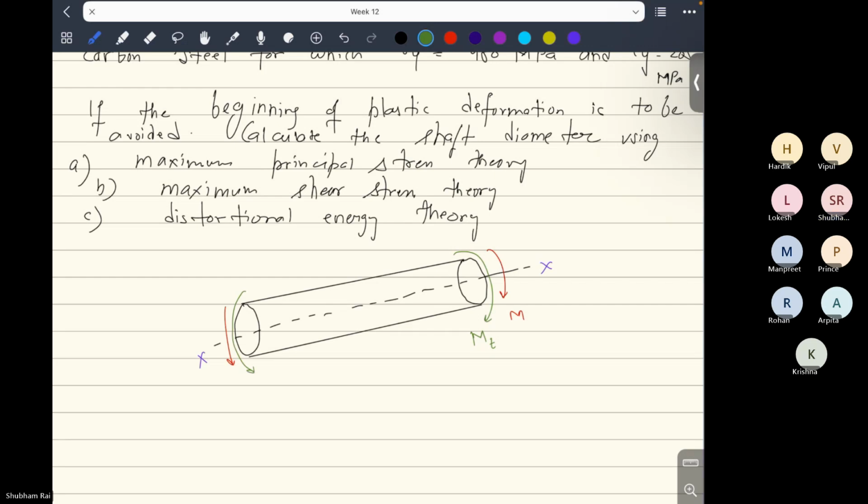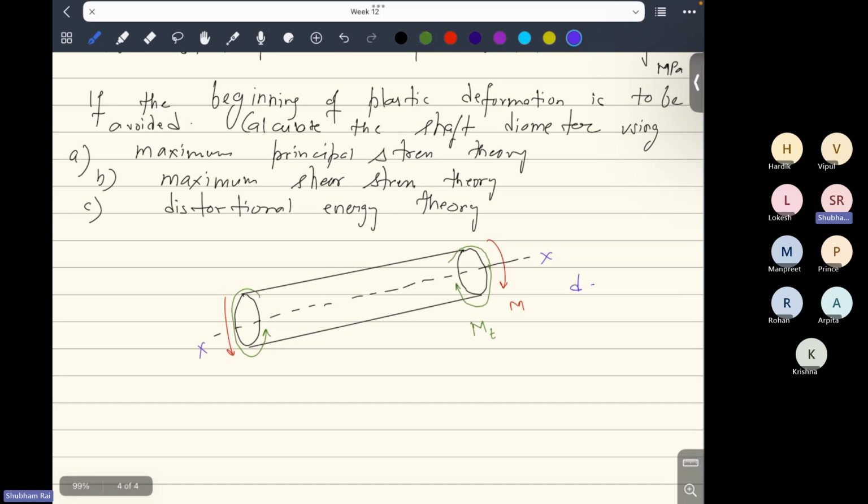Okay, maybe just representing it like this. Let's say that D is the diameter of the shaft, and we know that the bending moment M is 3 kilonewton meter, and the torque that you have applied is 1 kilonewton meter.